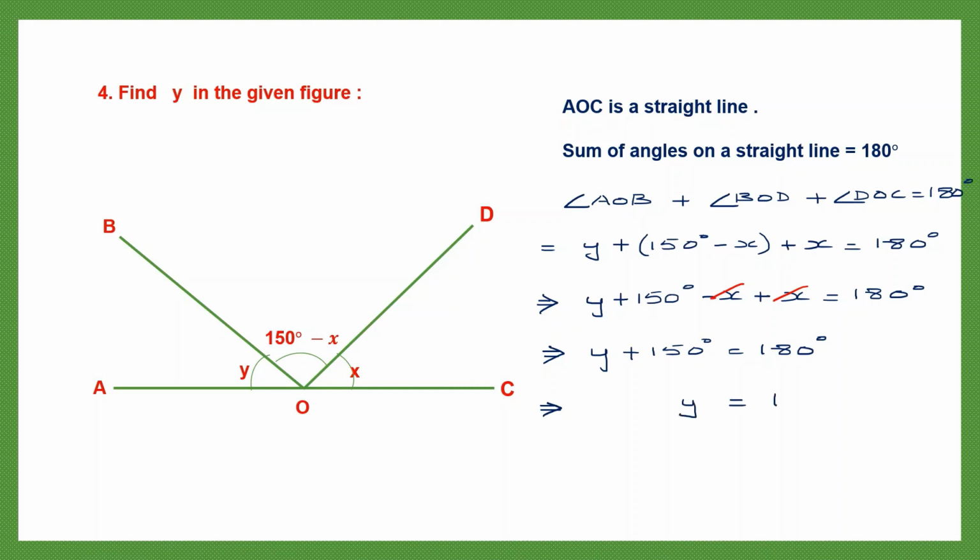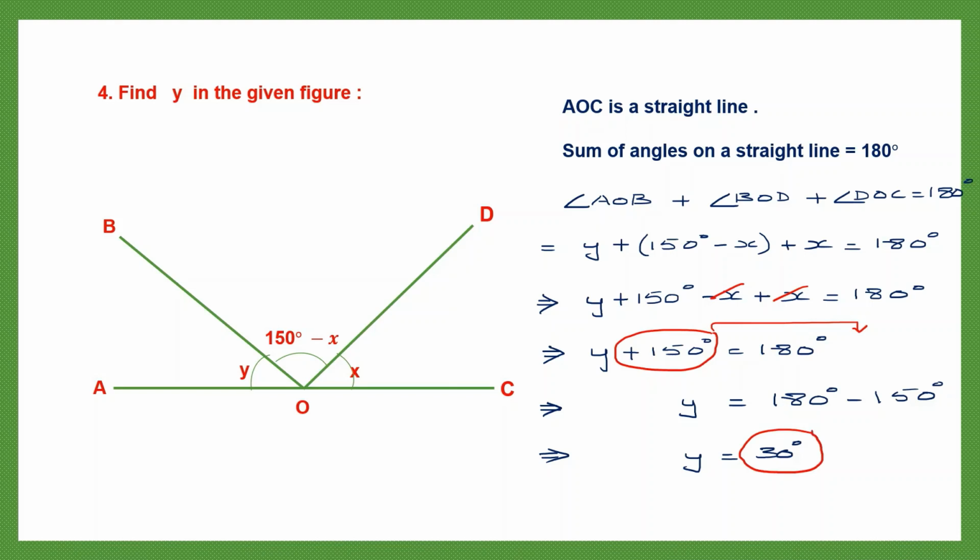Y plus 150 is equal to 180 degrees. Now I'm going to transpose this from the left hand side to the right. So plus 150 will now become minus 150 degrees. So now we can find the value of y. Y is equal to 180 degrees minus 150 degrees, which is 30 degrees. So we have found the value of y.